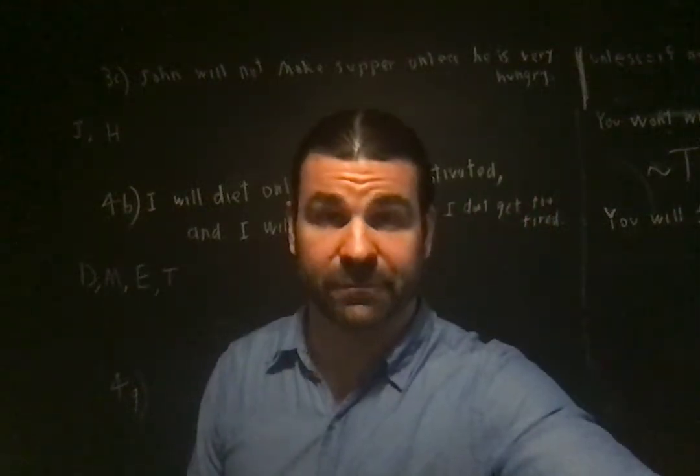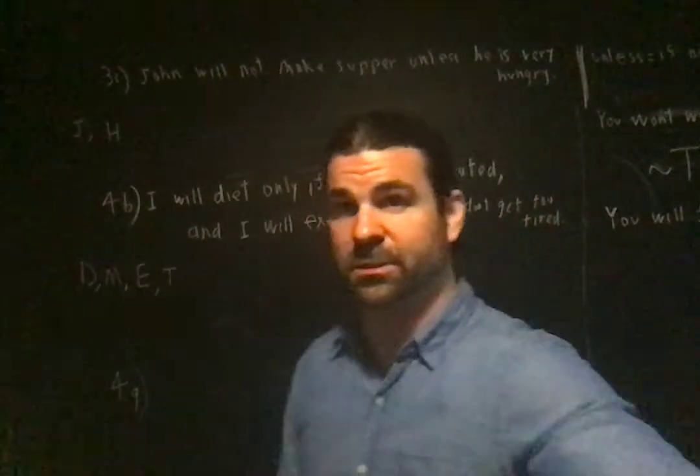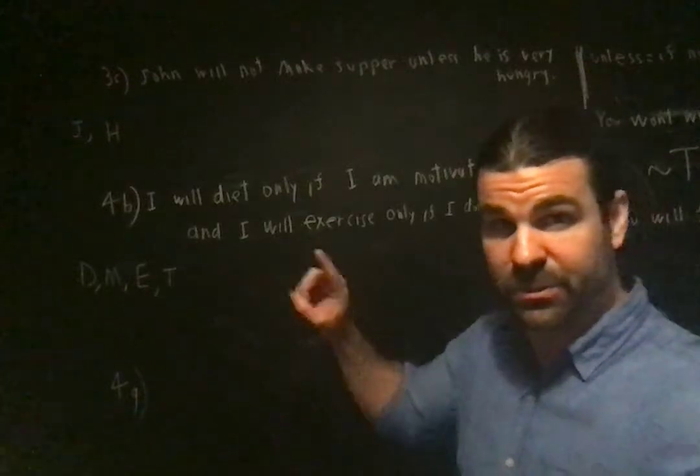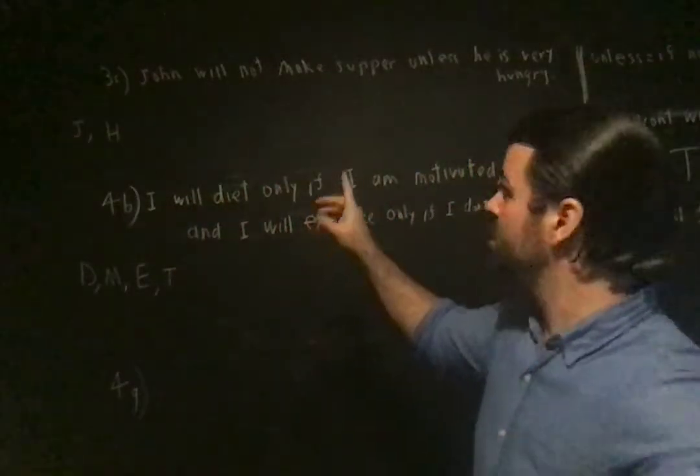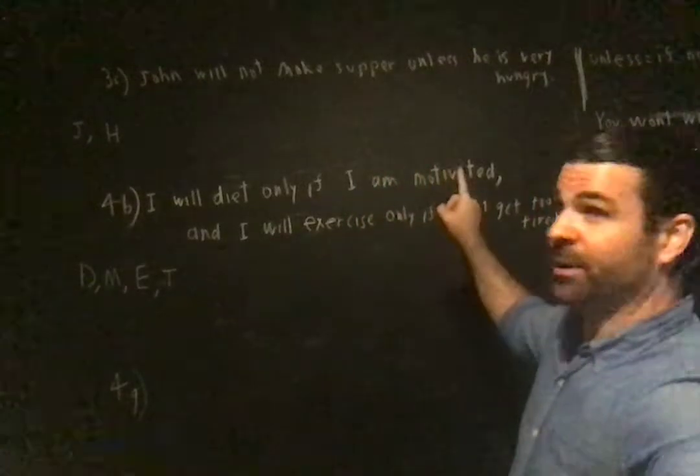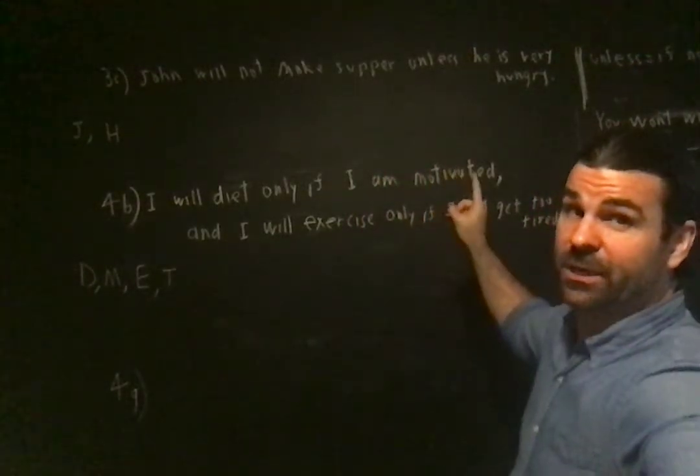Unit 4, Part 11. So let's do some exercises. 3C, these are exercises straight out of the back of the chapter. 3C, translate this: John will not make supper unless he is hungry.